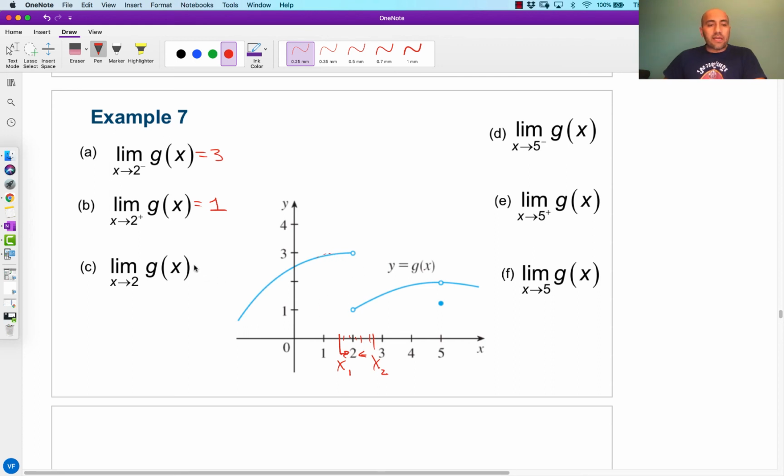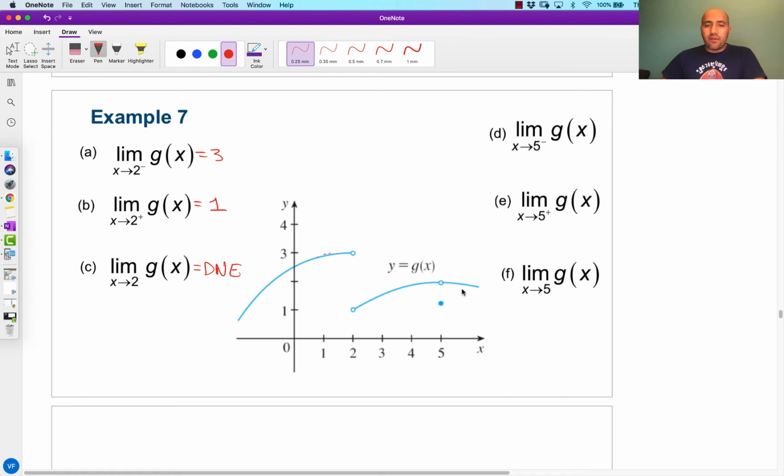So the limit does not exist. The left side limit exists, it equals 3. The right side limit exists, it equals 1, but they don't equal each other. Therefore, the unrestricted limit does not exist. Okay, let's try the others.